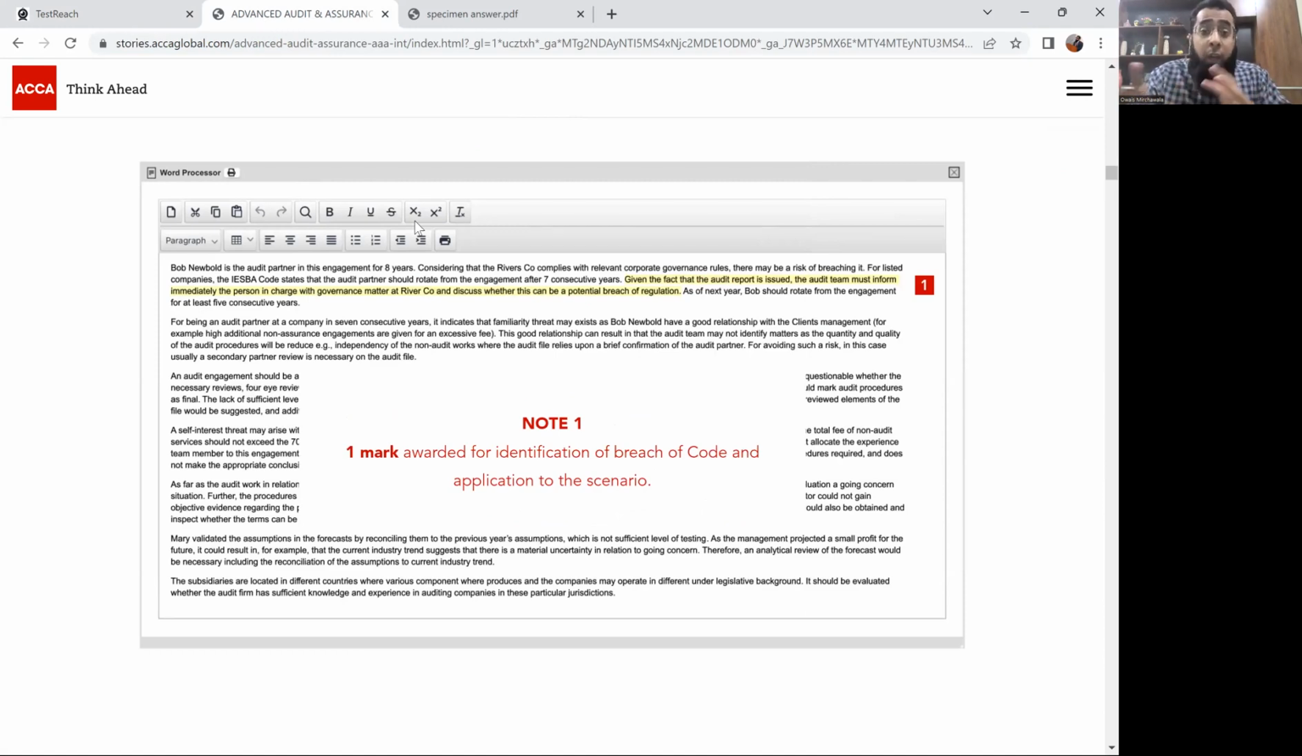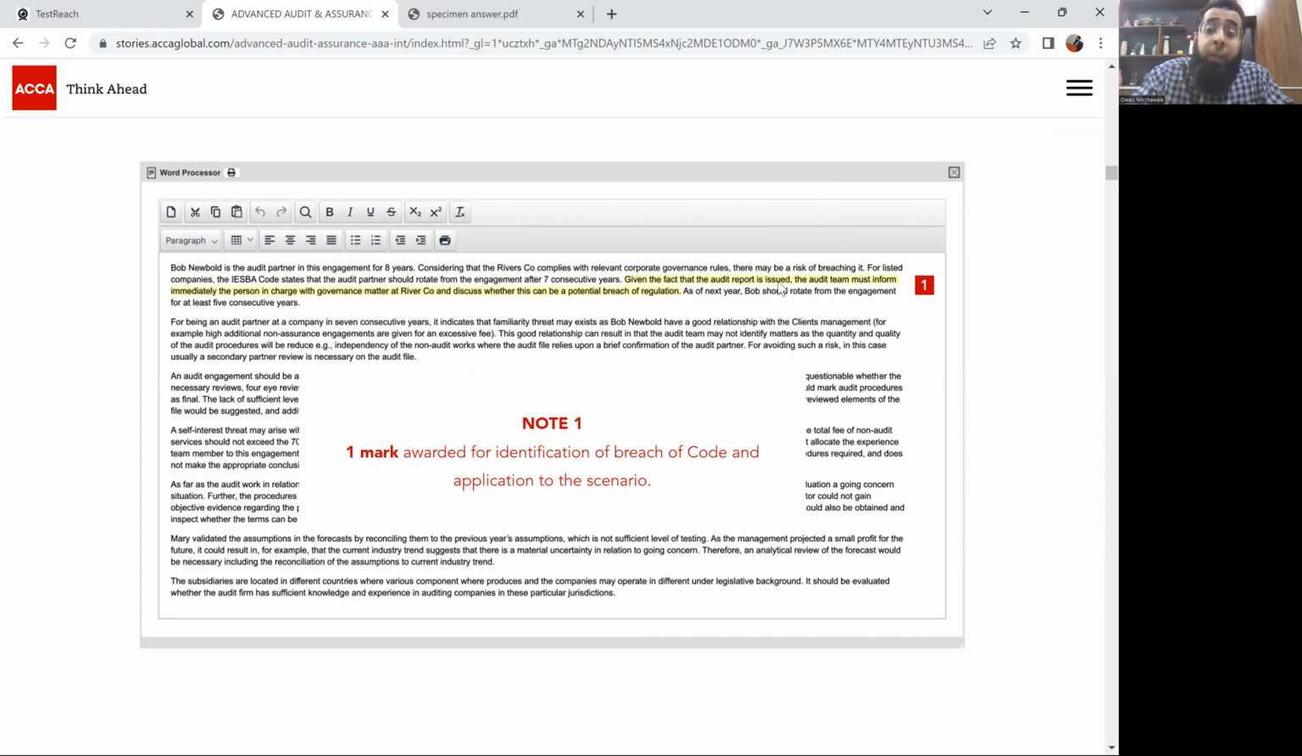Okay, he got around 22 marks in this question number 1 out of 25. Now let's look at how he covered this point. Bob Newbold is the audit partner in the engagement for 8 years. Considering that Reverse Company complies with relevant corporate governance rules, there may be a risk of breaching it. For listed companies, the IESBA code states that audit partner should rotate from the engagement after 7 consecutive years.